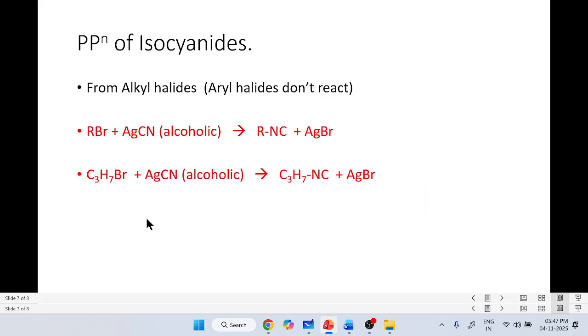So now, isocyanides: you can make isocyanides also from alkyl halides, but remember, aryl halides don't react in this case either. But here you are going to use silver cyanide, AgCN, in alcoholic conditions. What's happening is the CN minus is going to attach via the nitrogen under these conditions, and you get the corresponding isocyanide. So you take propyl bromide, treat it with alcoholic silver cyanide, and you get the corresponding isocyanide.